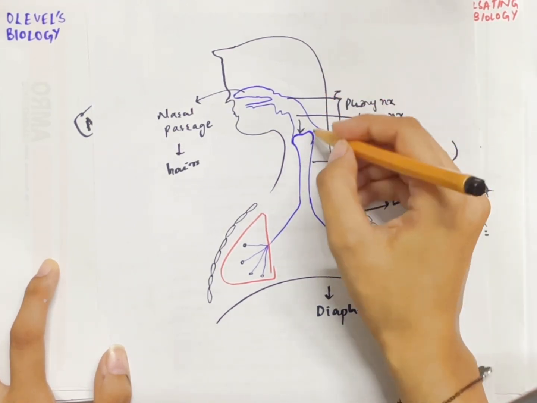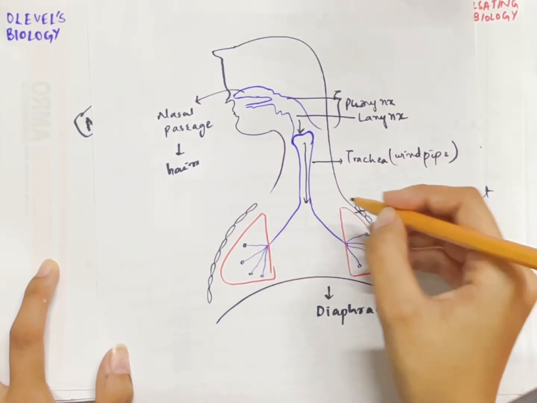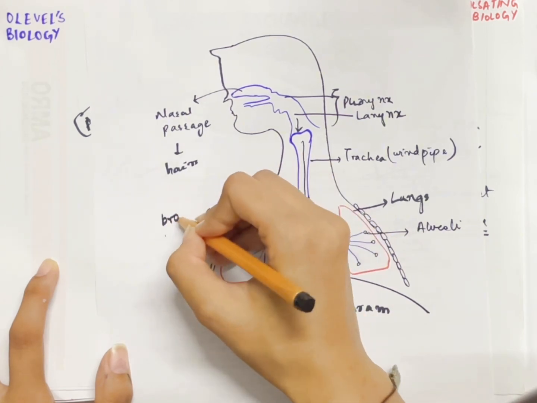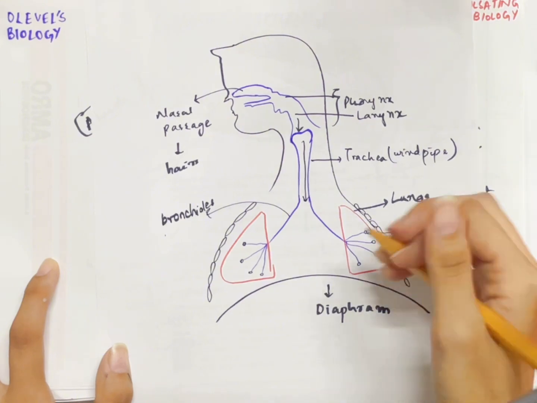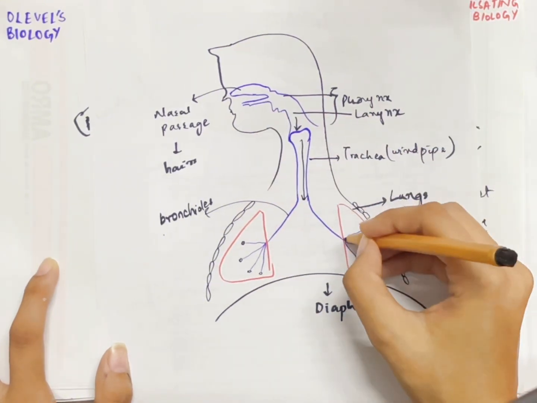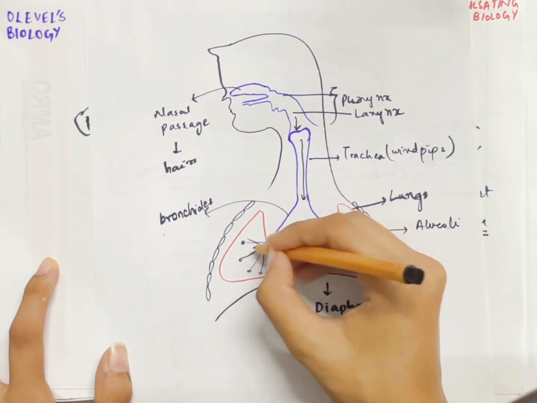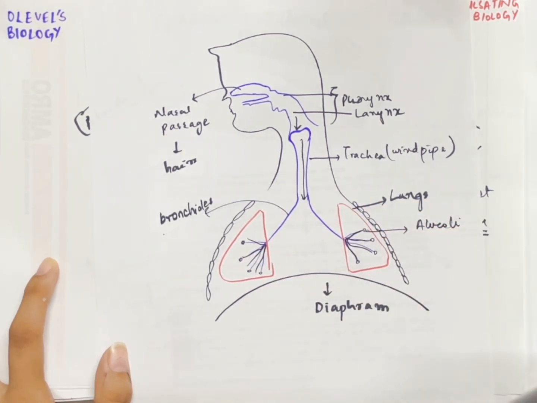The air now moves from the trachea into the bronchi. It bifurcates, and these bifurcation tubes are known as the bronchi. These bronchi are further separated and form the bronchioles in much more manner. And then at the end of these structures are the alveoli, which are the air sacs that are present.